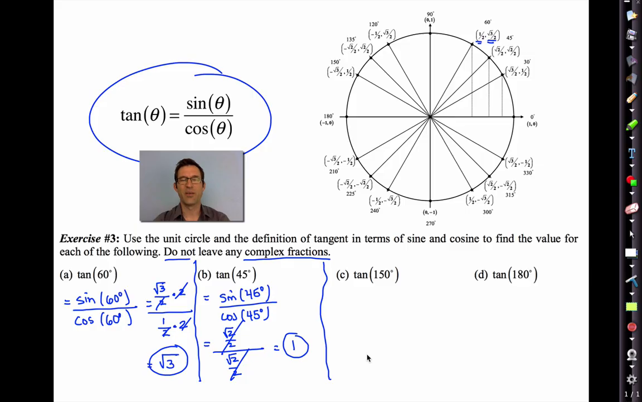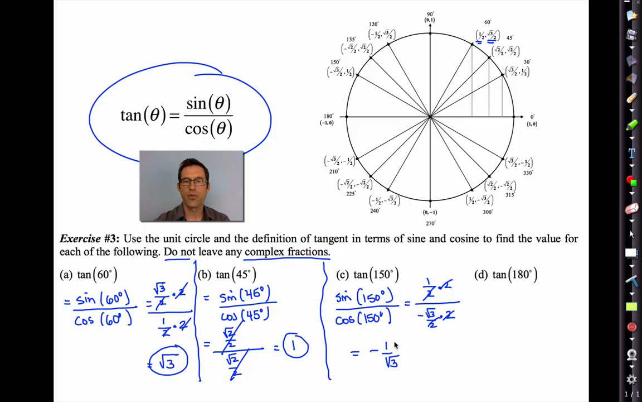Anyway, let's take a look at the tangent of 150. That's going to be the sine of 150 divided by the cosine of 150. All right. The sine of 150 is 1/2. The cosine of 150 is negative root 3 over 2. So we have that complex fraction business going on. So I'll multiply top and bottom by 2. And I'll be left with negative 1 divided by square root of 3.